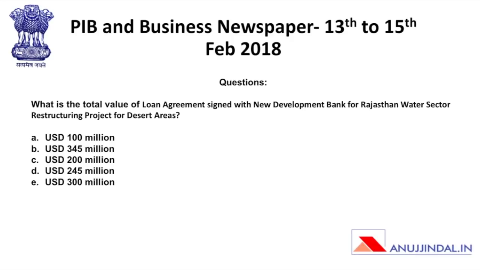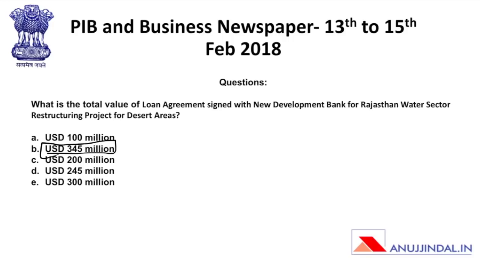Let us now take some questions on the previous video that was on PIB and business newspaper for 13th to 15th February, and some questions also related to what we've just understood. The first question is, what is the total value of loan agreement signed with New Development Bank for Rajasthan water sector restructuring project for desert areas? As I said, the answer is 345 million.